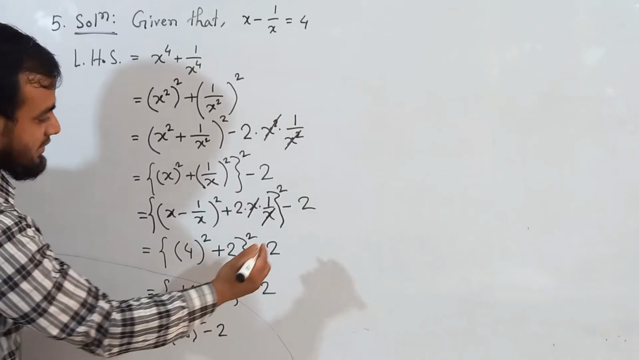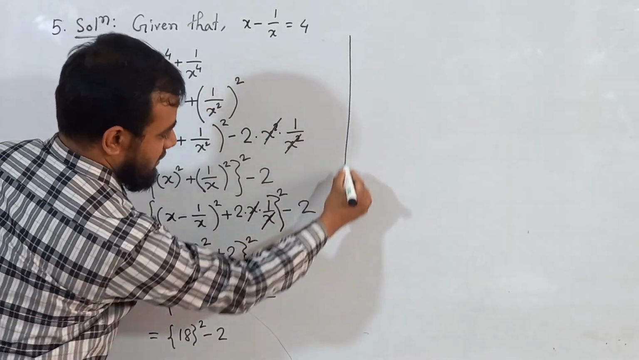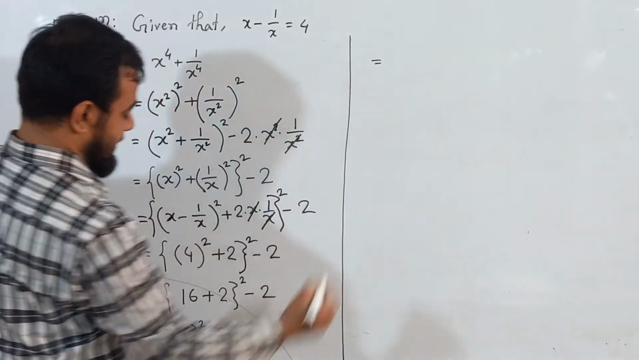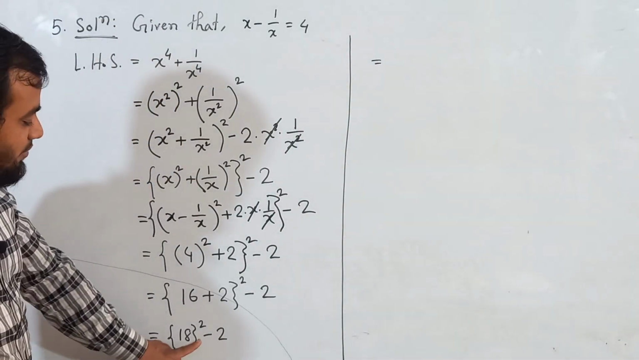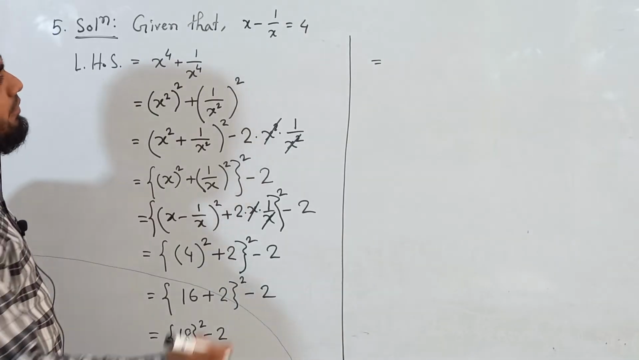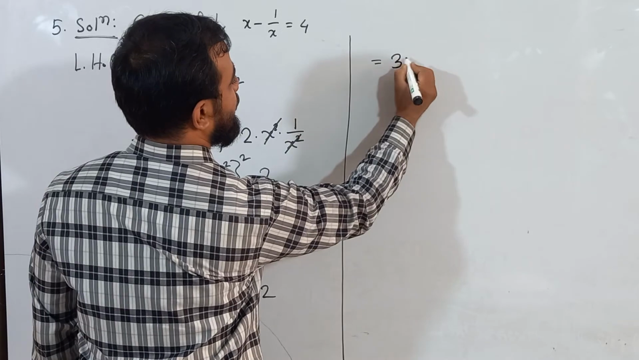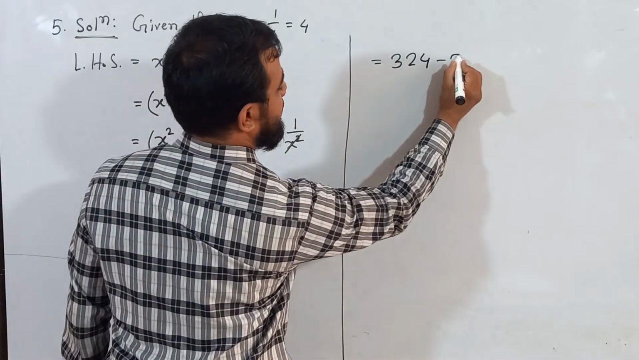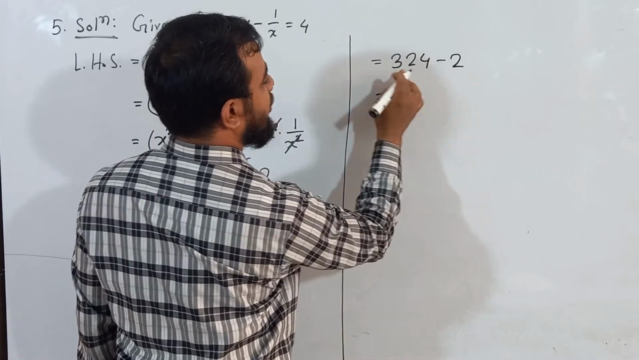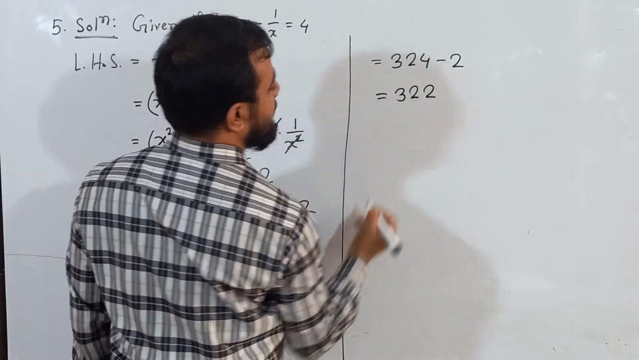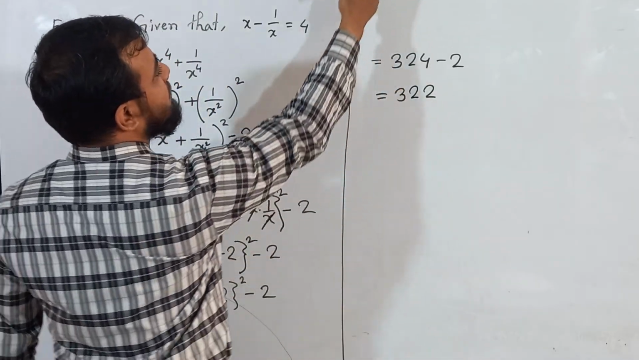Now I'm going to the right side because I have no space on the left side. Now after this line is 18 squared. 18 squared means 18 is multiplied 2 times. 18 multiplied by 18 will be 324. Now minus sign 2. Now subtract 2 from 324. It will be 322. Yes, this is our right hand side.